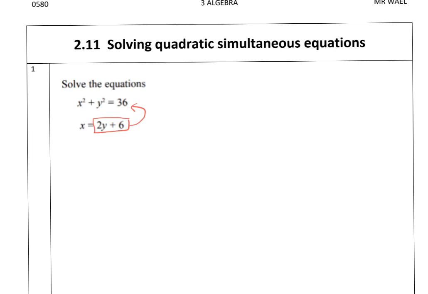By substitution, we have (2y + 6) squared, because this is x squared. Substitute x by 2y plus 6. Then you have (2y + 6) squared plus y squared equals 36. This is a quadratic equation we can expand and solve.